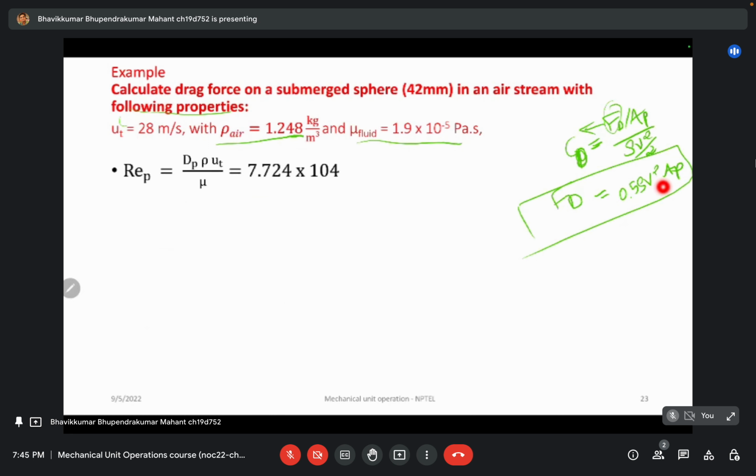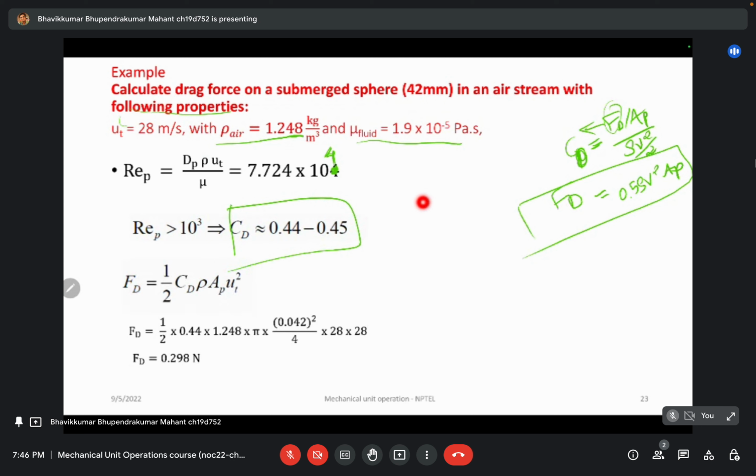So first of all, we need to find the Reynolds number. Always we need to start with the Reynolds number. From that you can find the value of C_D. Then the Reynolds number, rho u_t d_p by mu, you will get 7.724 times 10 to the power 4, and this is definitely more than 10 to the power 3. That's why the C_D value is constant and we can consider it 0.44.